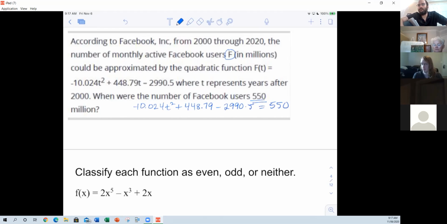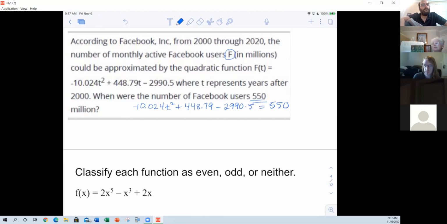Okay, we're supposed to be using the quadratic formula? Yep. So we've put it in descending order. Now we're going to have to find A, B, and C. A is -10.02. B is 448.79. C is -2990.5.